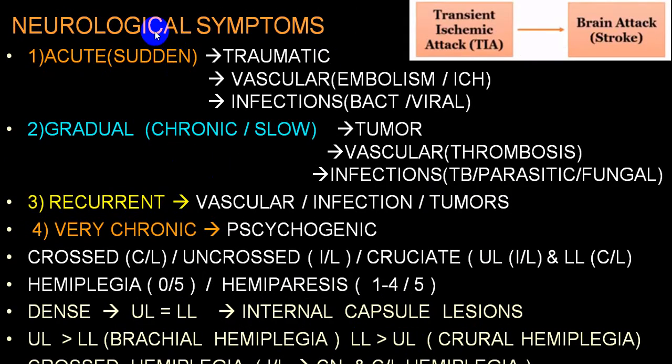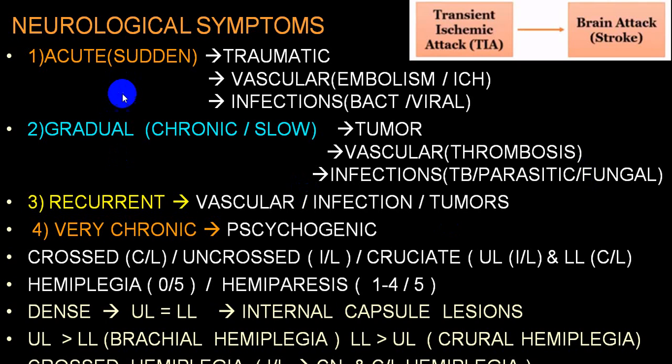By and large, we divide the disorders of the CNS into a few groups, and that gives you a little idea also. Acute onset will be very frequently because of trauma, vascular or infection. Again in vascular, embolic and intracranial hemorrhage and subarachnoid hemorrhage, while infection will be more acute because of bacterial and viral. If it is gradual onset or chronic onset or slow onset, gradually progressive will be very common in tumor, thrombosis, infection like tuberculosis, parasitic and fungal infections.